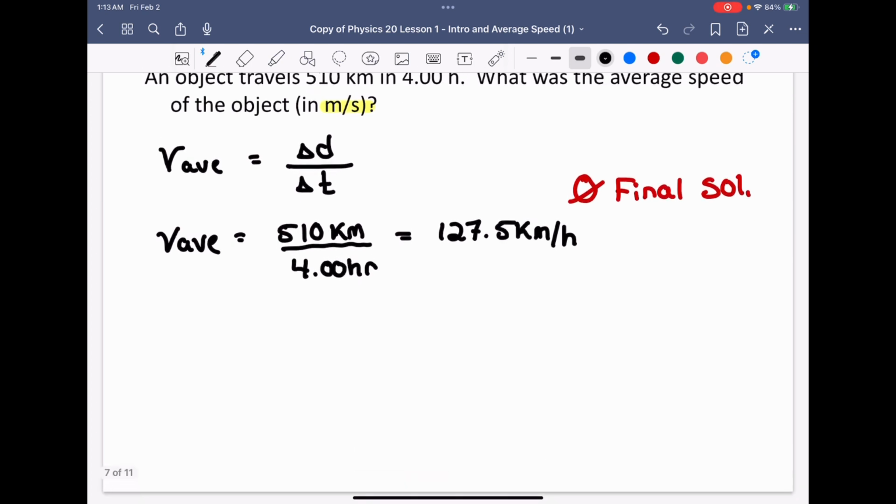Or what I could do is say, well, in order to take 127.5 kilometers per hour and move it into meters per second, what do I have to do? I have to divide it by 3.6. And so I'm going to divide it by 3.6, which if you did the unit analysis, you would see that 3.6 is just the product of saying 1,000 over 3,600. This is going to give me the following value, 35.4 meters per second.